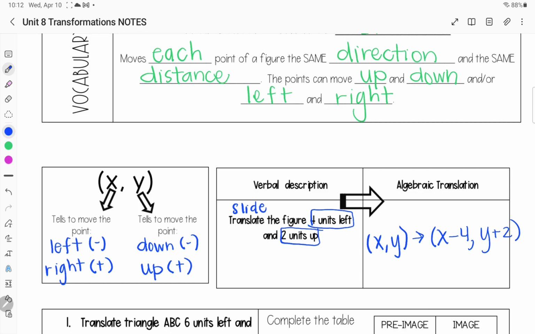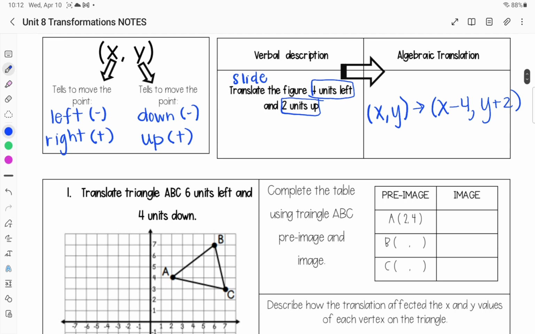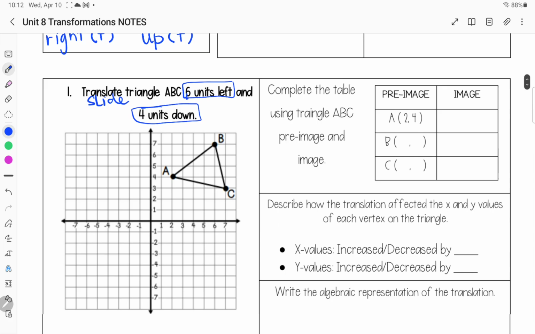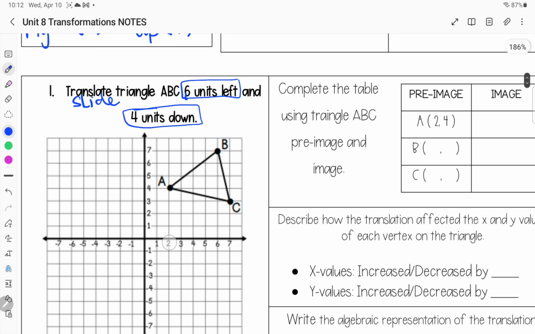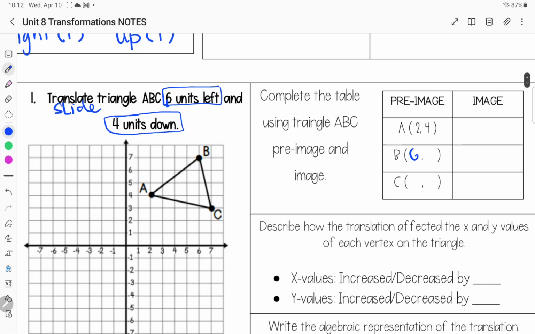All right, so this is how we're going to do it. First thing that we're going to look at is it says take triangle ABC and translate it, or slide the triangle, 6 units left and 4 units down. So first thing we need to do is find our points for A, B, and C. They've given us A, which was at 2 and 4. That's right here. B is at 6 and 7. And C is at 7 and 3.